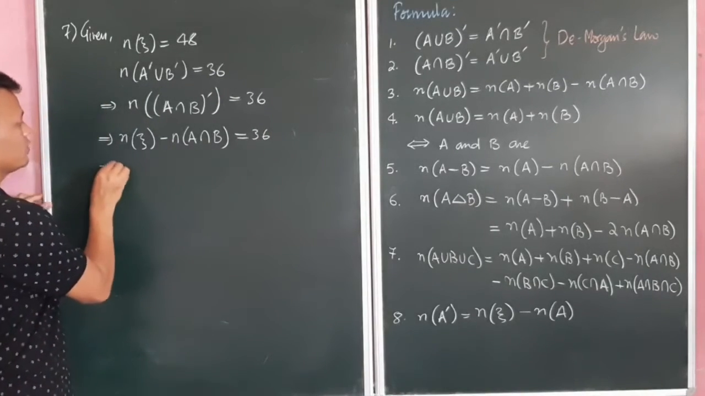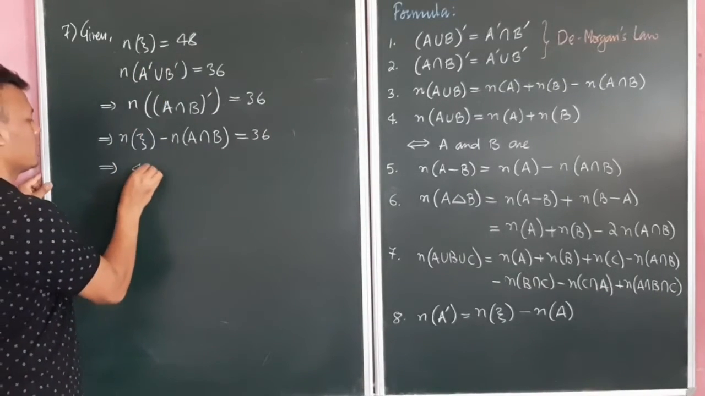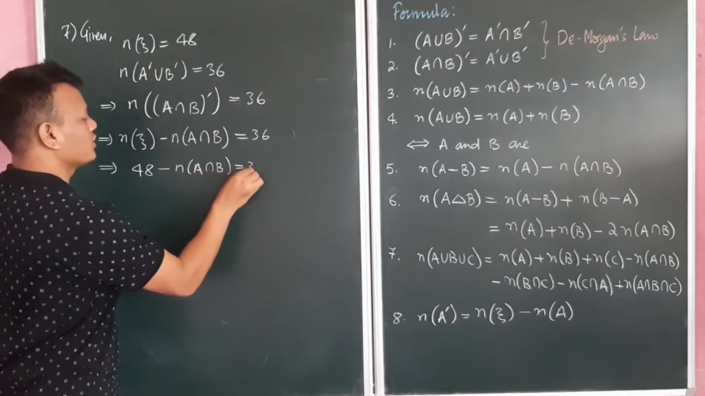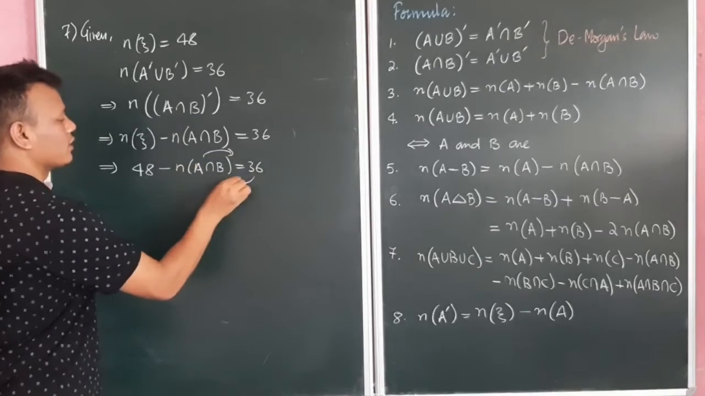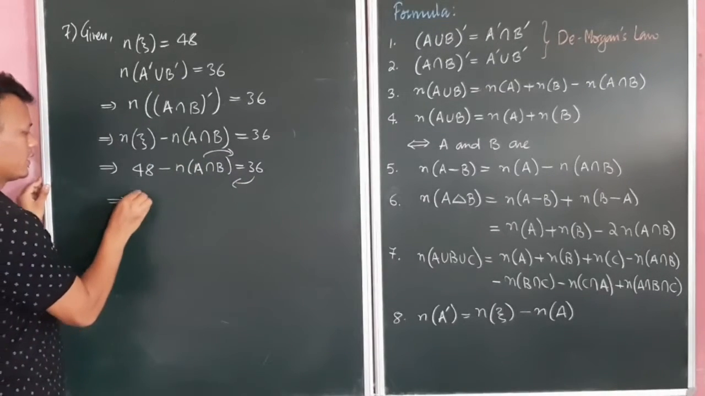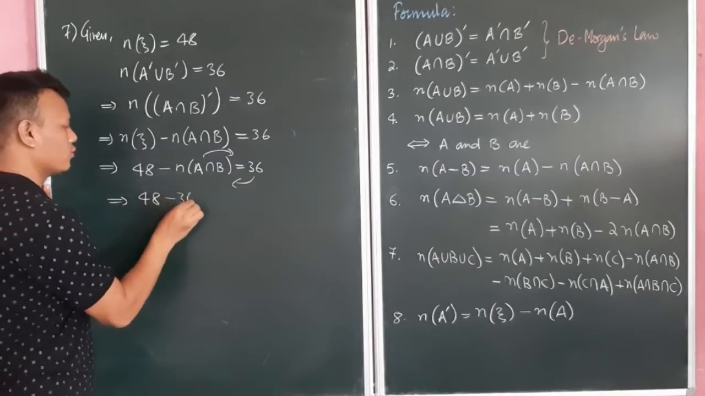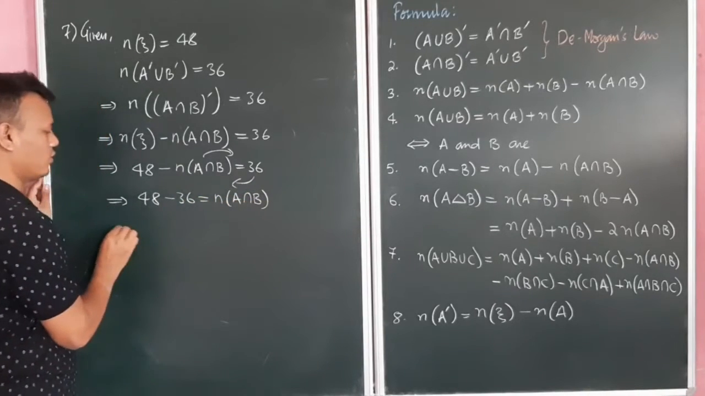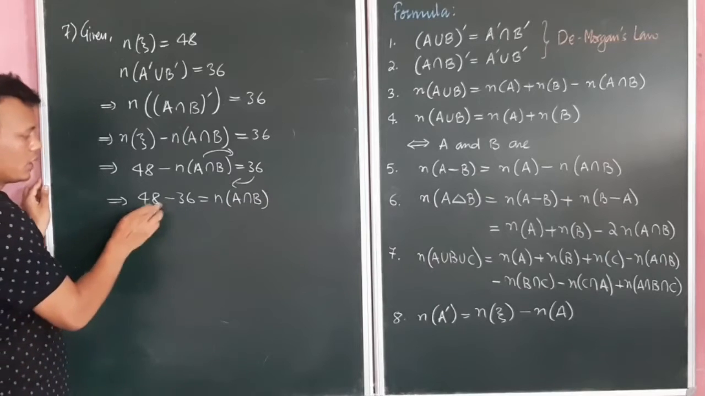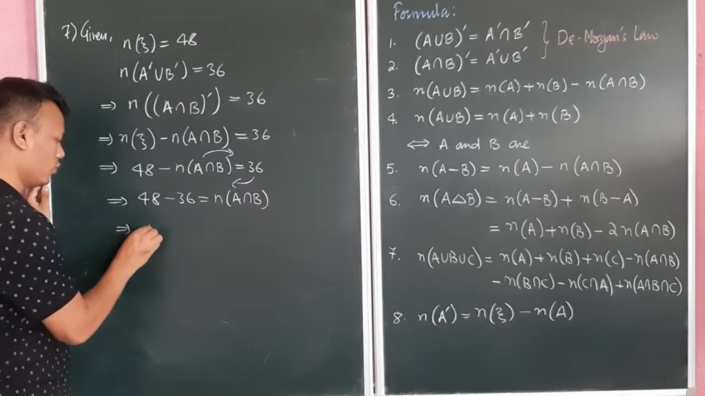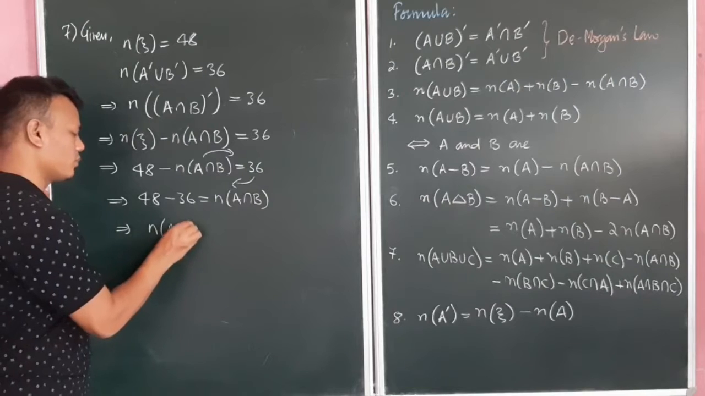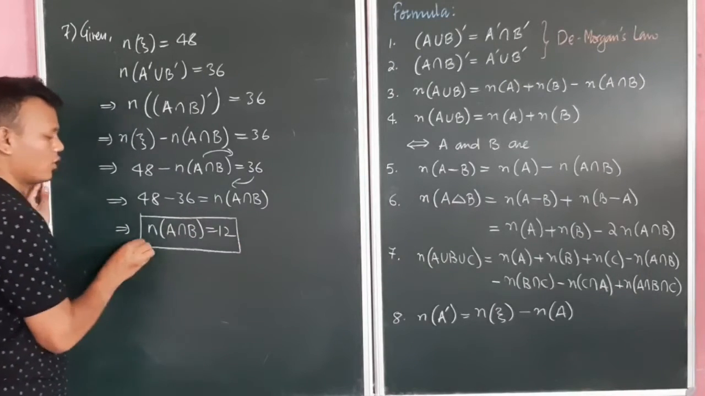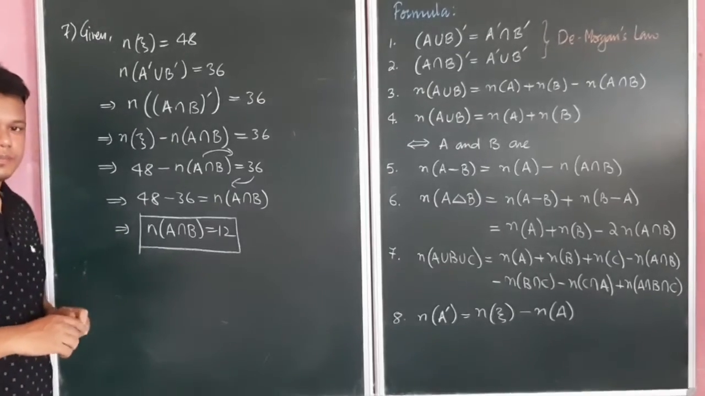Alright, so let's put the values. n of xi is given to be 48 minus n of A intersection B is equal to 36. Take this out there. So you'll get 48 minus 36 equals n of A intersection B. When you subtract, what will be the difference? It will be 12, isn't it? So therefore, n of A intersection B will be equal to 12. So pause the video and note it down.